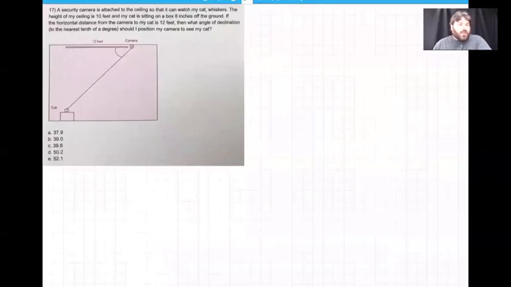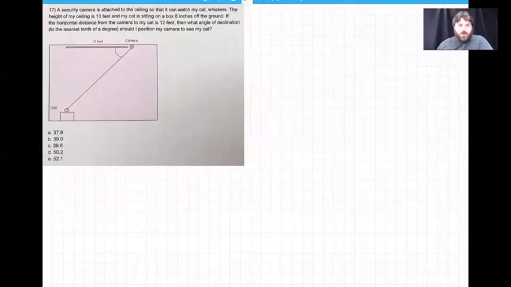All right, a security camera is attached to the ceiling so that I can watch my cat Whiskers. The height of my ceiling is 10 feet, and my cat is sitting on a box 8 inches off the ground. If the horizontal distance from the camera to my cat is 12 feet, then what is the angle of declination to the nearest tenth of a degree should I position my camera to see my cat?